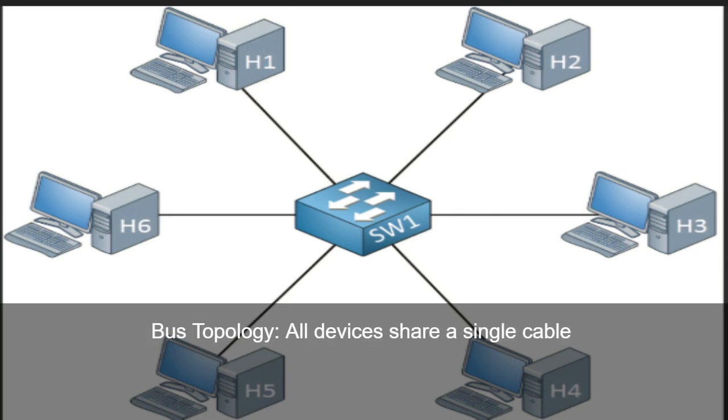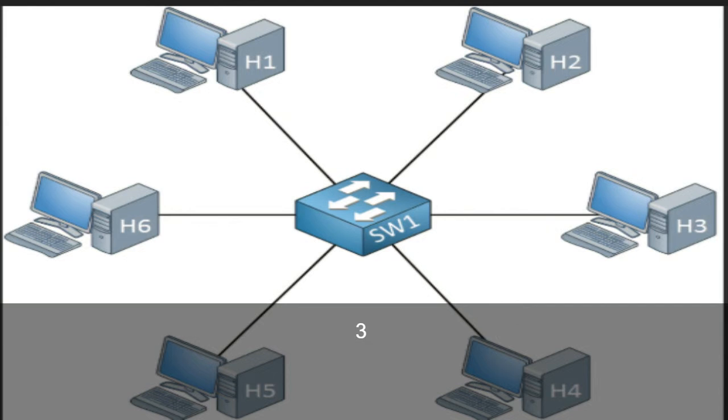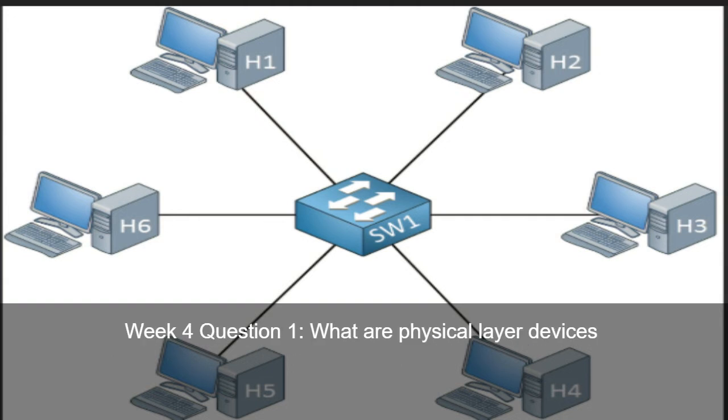1. Bus topology, all devices share a single cable. 2. Star topology, devices connect to a central hub or switch. 3. Ring topology, devices are connected in a closed loop where data travels in one direction. Week 4 Question 1, what are physical layer devices?